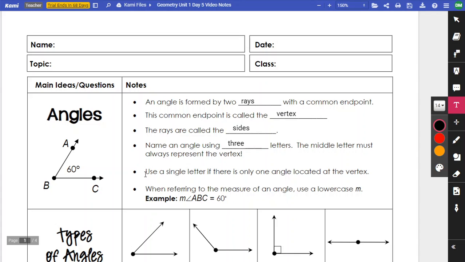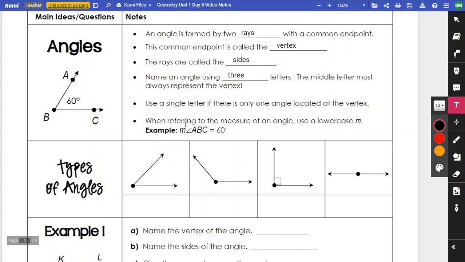We can use a single letter if there's only one angle at a vertex. Like right here, we've got an angle kind of floating out in space, so we could just call that angle B. But if you've got multiple angles together, which we'll see in a little bit, then you have to use the three letters, because otherwise you could have multiple angles that you're talking about. If in doubt, just use three letters. Using three letters is never wrong, but using a single one could be if there's more than one angle going on at the same vertex.